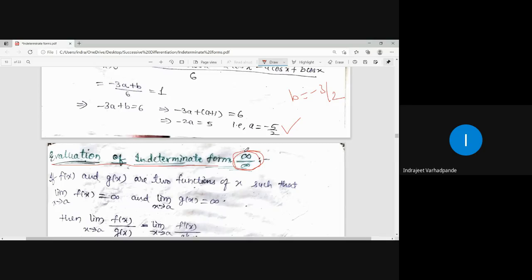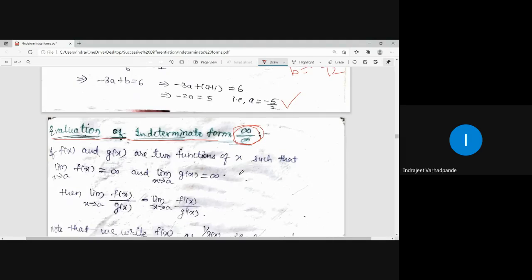The most fundamental indeterminate form is 0 by 0. All the other forms are converted to 0 by 0 and then they can be evaluated. So out of the other indeterminate forms, what we will be learning, infinity by infinity is one of them, infinity minus infinity, 0 into infinity, 1 to the power infinity, 0 to the power 0, etc. All these are nothing but the indeterminate forms.